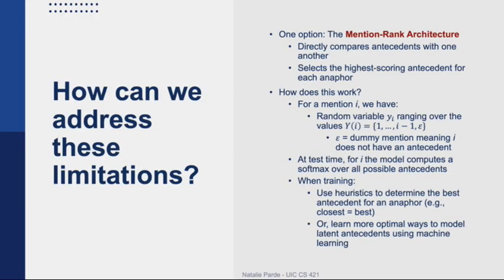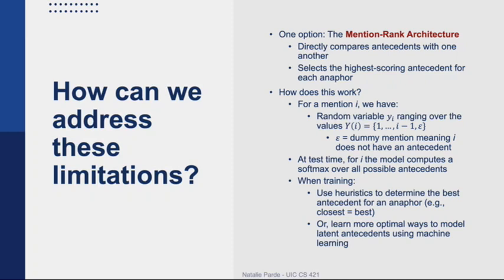One way to address the limitations just noted is to implement an alternate formulation referred to as the mention rank architecture, which directly compares antecedents with one another to choose the highest scoring antecedent for each given anaphor. It does this by computing a softmax function, so essentially a probability distribution over all possible antecedents. Training the mention rank architecture is a bit trickier than training the mention pair architecture because in existing coreference datasets, we don't have labels indicating the best antecedent from among a set of possible antecedents.